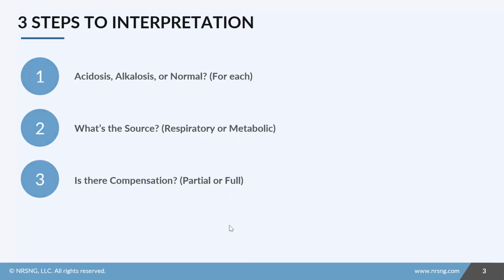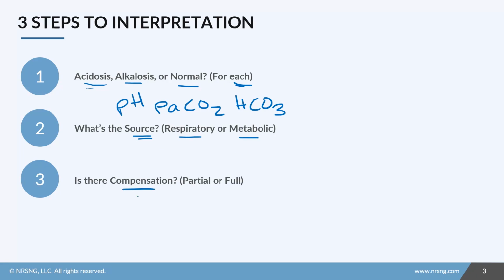So there are 3 basic steps to interpretation of an arterial blood gas. Now, these are going to make more sense as we go along, but I want to present them here so that you can keep them in mind as we go through this. First step is to look at each of the 3 main values, which is pH, PaCO2, and bicarb, or HCO3, and determine whether or not they are acidosis, alkalosis, or normal. The second step is determine the source, either respiratory or metabolic. And the third step is to determine if there's any compensation.